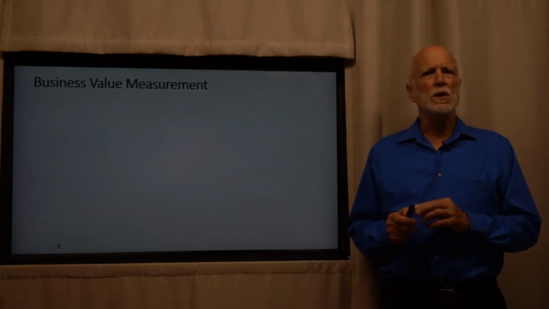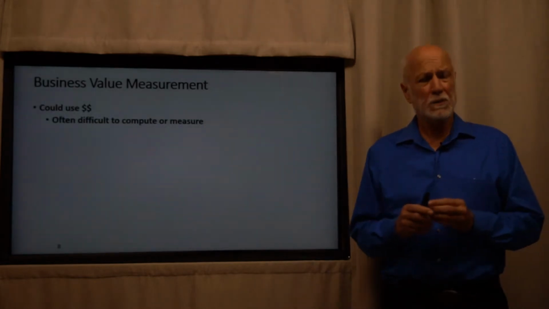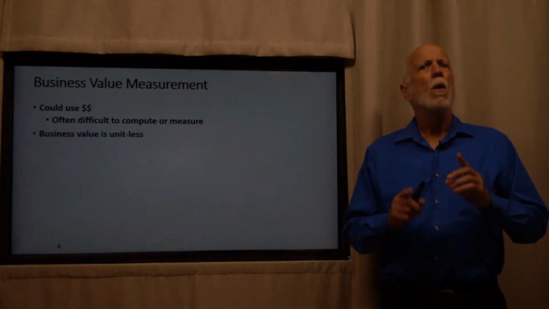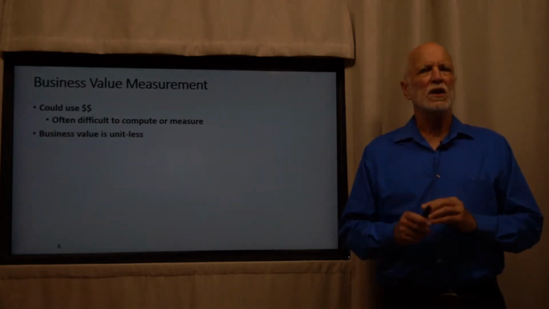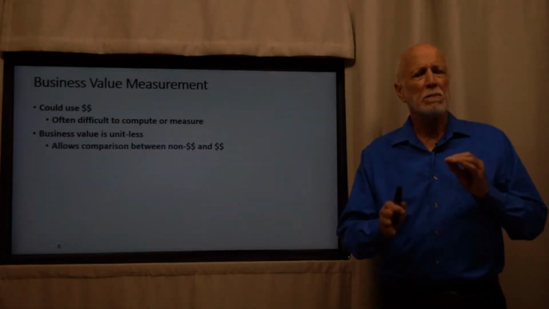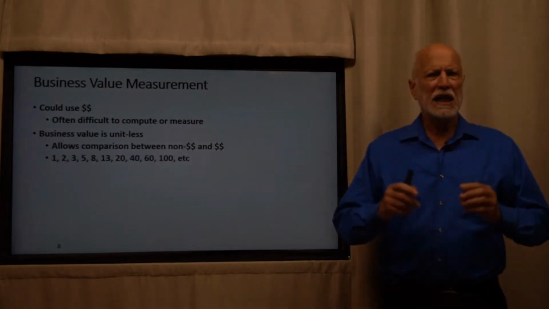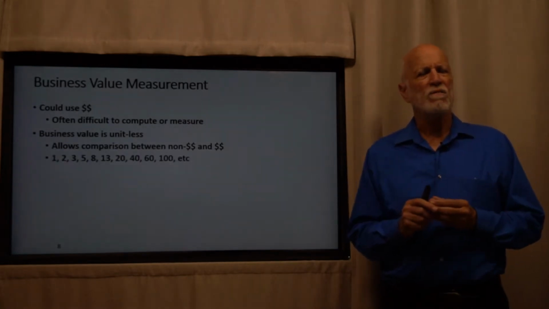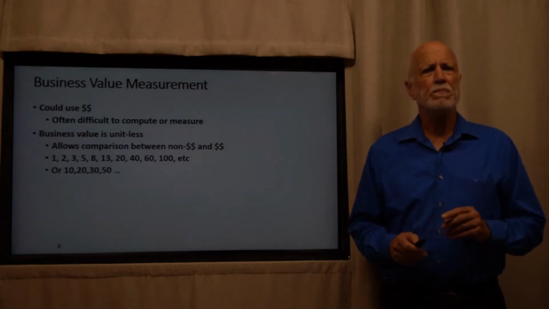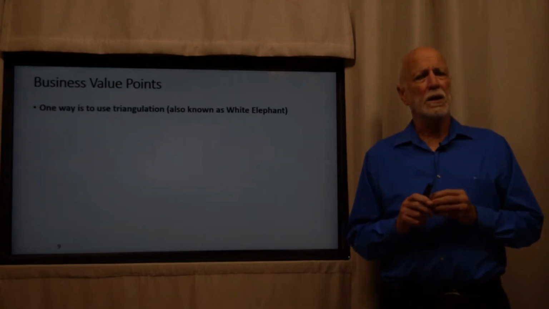So what we'd like to do is, instead of using dollars, as we say, that's probably often difficult to compute or measure, we'd like to use a unitless business value. And it allows us to compare between non-dollars and dollars. And we're going to assign the Fibonacci series values to these business values. And then, these points, how do we get to them?